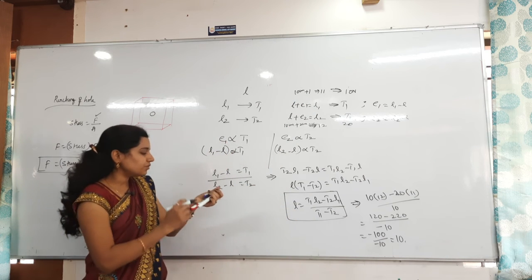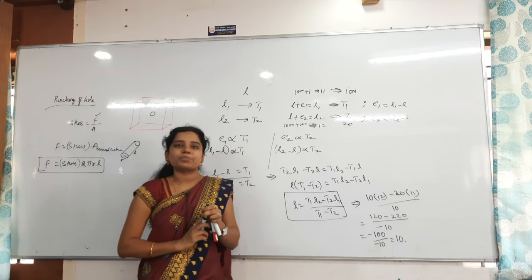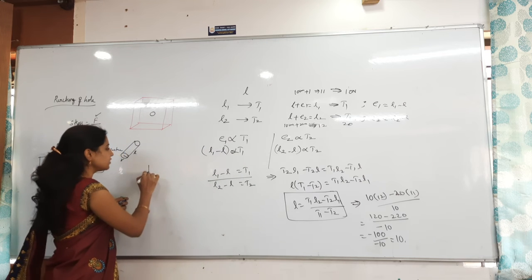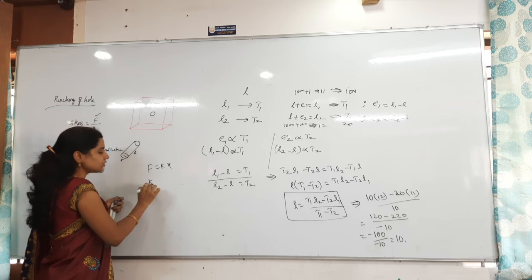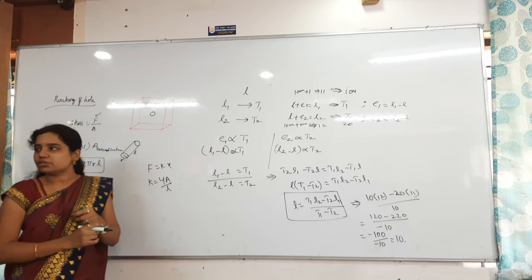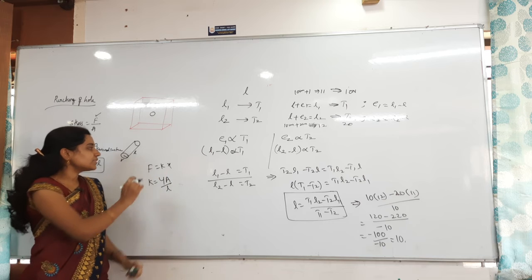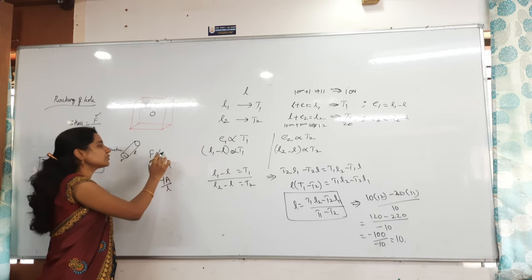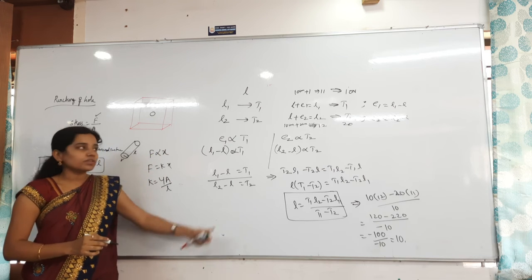So this is how you have to do it. Elongation is directly proportional to the applied force. By solving F is equal to Kx, we got this one. K is equal to, what is the formula? Do you remember that? YA by L. Yesterday, for the force constant formula, I said that force is directly proportional to the elongation. Here also it is the same thing.